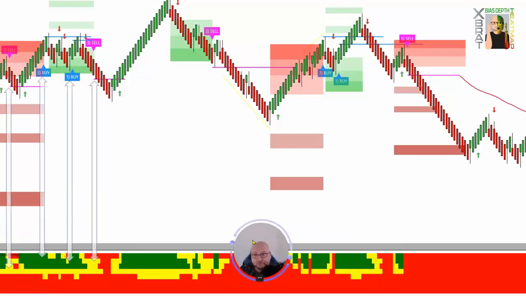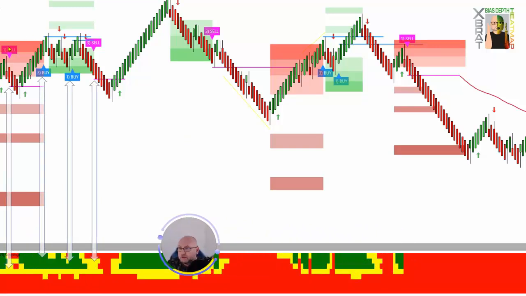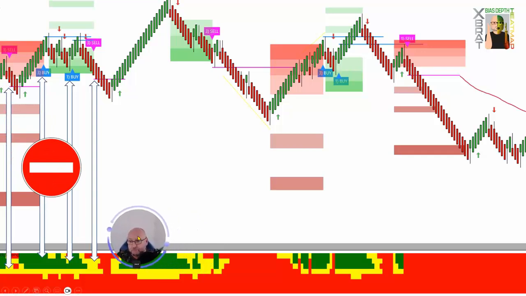So these first trades, the sell, 2 buys, and the sell here, look at the BIAS Depth Heatmap. Totally mixed, green, yellow, red. You don't act on those trades, okay? And this is a no trade. The next signal, we get a sell signal at this point here.